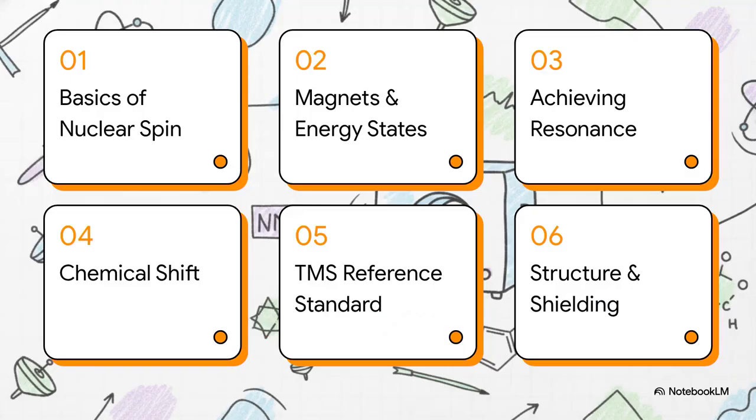All right, looking at our roadmap for today's discussion, we've got: 1. Basics of nuclear spin. 2. Magnets and energy states. 3. Achieving magnetic resonance. 4. Understanding chemical shift. 5. The TMS reference standard. And 6. Molecular structure and shielding.